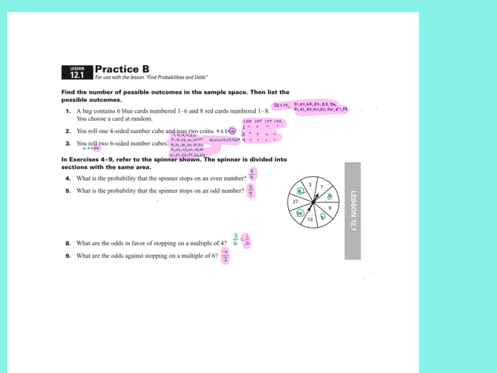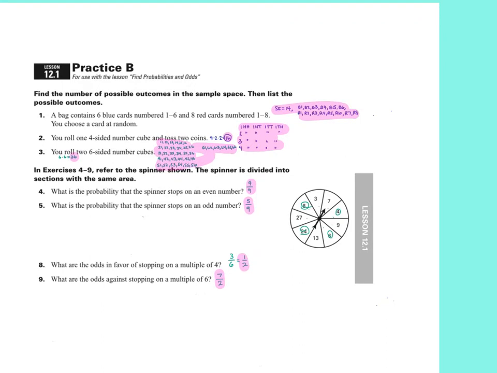This is all 12.1. So this is like the possible number of outcomes. Possible number of outcomes is just figuring out how many there are. If there's more than one choice, you're going to multiply out the number of outcomes for each one. And then you've got the probability with your spinner. That's your simple counting probability. And then the odds, which are like 8 and 9.